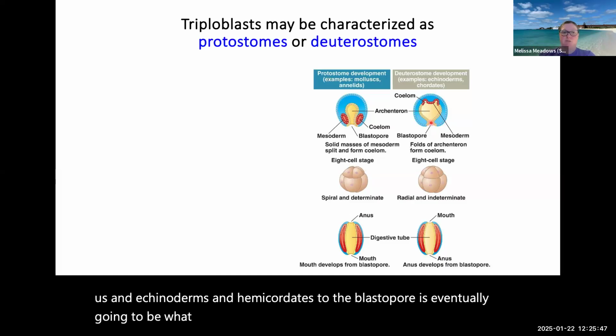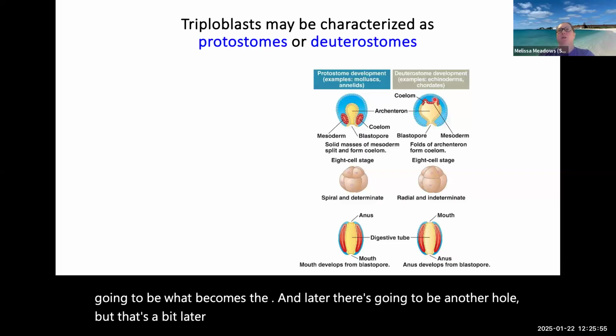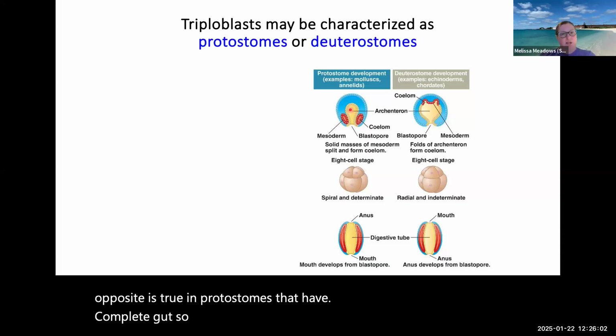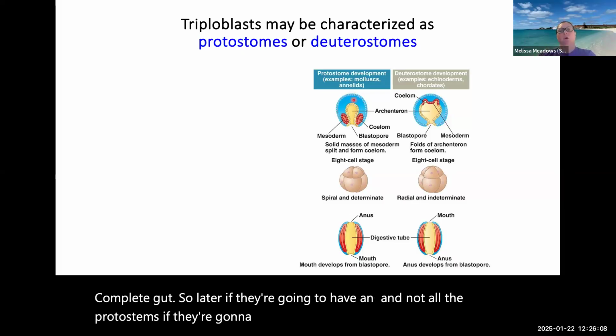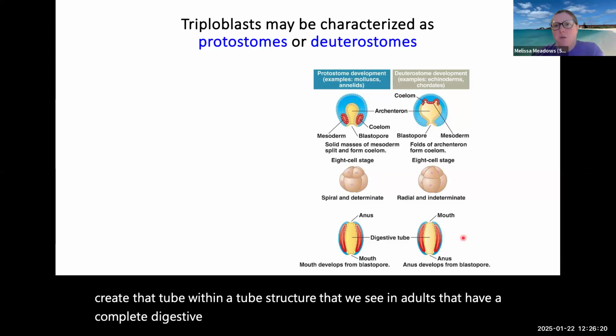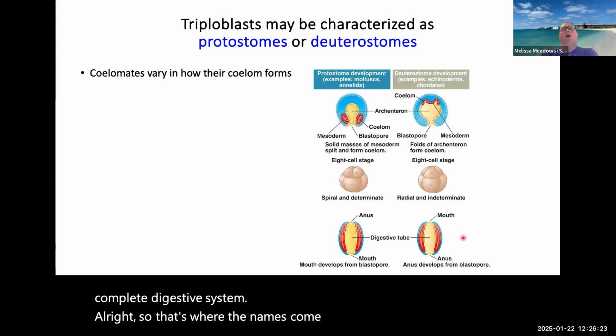what becomes the anus. And later there's going to be another hole, but that's a bit later in development, that is going to be the mouth, and the opposite is true in protostomes that have a complete gut. So later, if they're going to have an anus, and not all the protostomes do, then another hole is going to form to create that tube within a tube structure that we see in adults that have a complete digestive system. All right, so that's where the names come from.